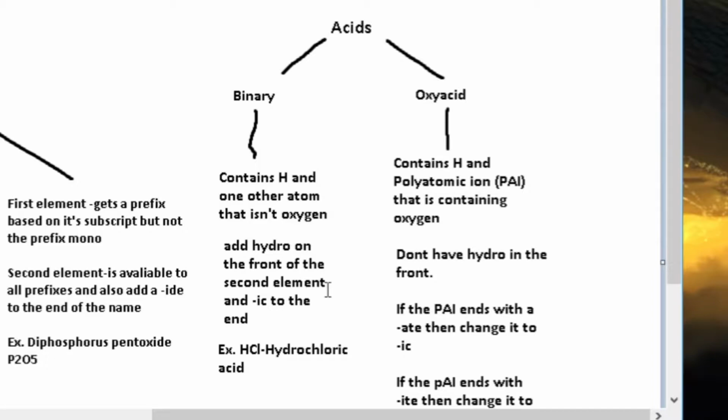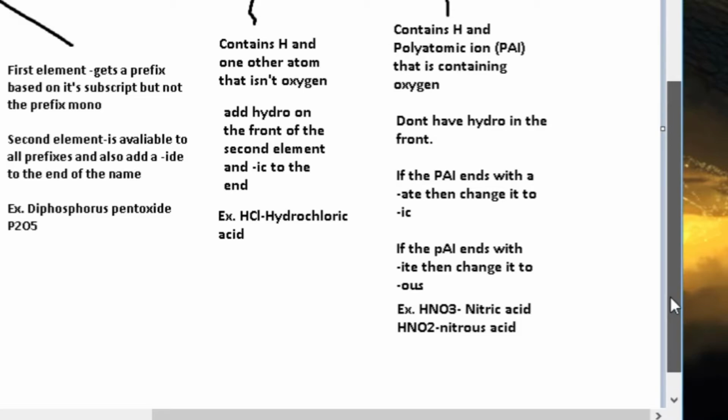So binary contains hydrogen and one other atom that isn't oxygen, and you need to add hydro in front of the second element and then add IC to the end. For example, hydrochloric acid. And then oxy acids contain hydrogen and a polyatomic ion that does have an oxygen, and so you don't have the hydro in front. But if the polyatomic ends with ATE, then you change that to IC. If it ends with ITE, you change it to OUS. For example, HNO3 would be nitric acid, and HNO2 would be nitrous acid.